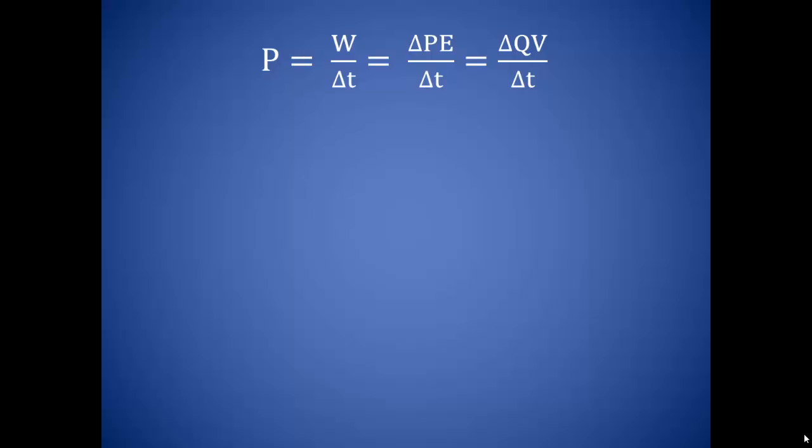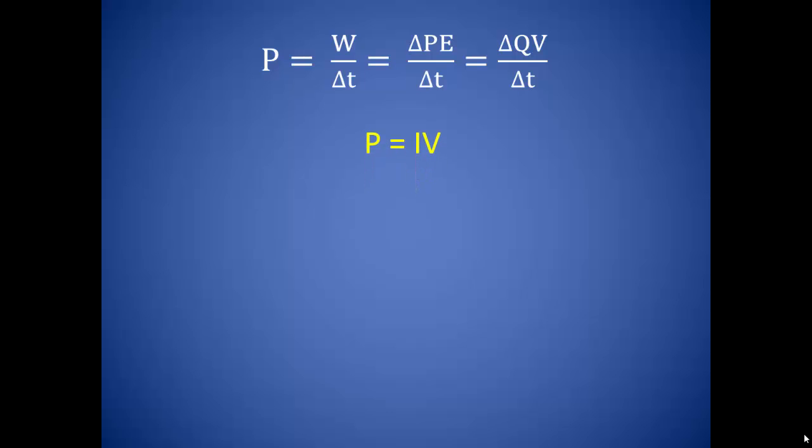Remember that power is the work done over time, and this relates back to the change in potential energy over time. Also remember that we define electric potential energy as the change in electric charge times the voltage, so we can substitute that in as well. We also just recently learned that the change in charge over the change in time is the current flowing through a circuit. So now we can write electric power as the current times the voltage. This equation holds true for any electric circuit that you apply it to.